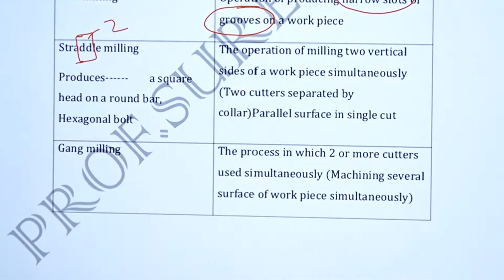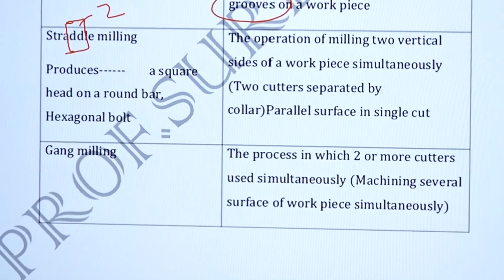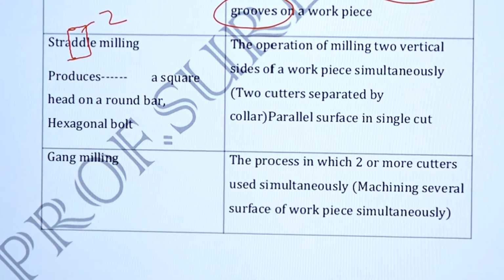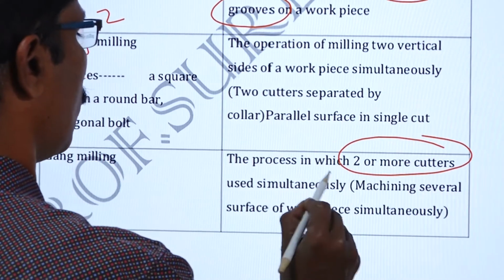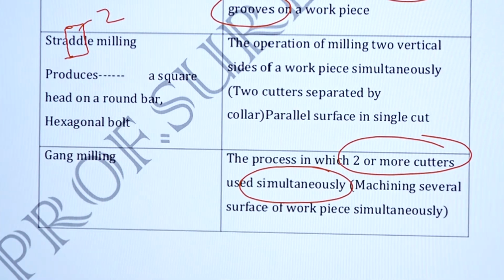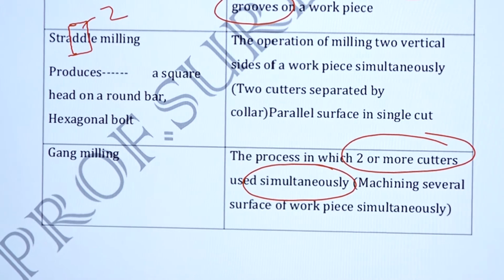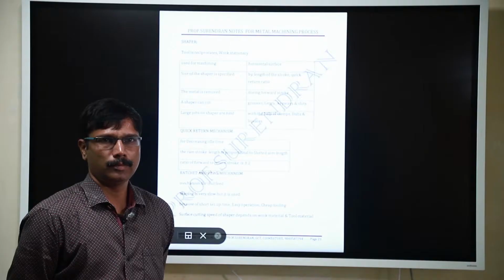And the gang milling. Gang milling is the operation of producing with 2 or more cutters simultaneously. It is the gang milling. So that is an important thing we should know.